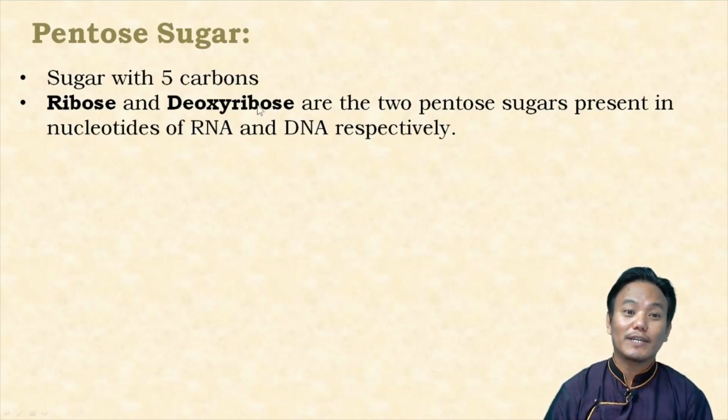In the nucleotide, there are two types of pentose sugar, ribose and deoxyribose. Ribose and deoxyribose are the two pentose sugars present in nucleotides of RNA and DNA respectively.